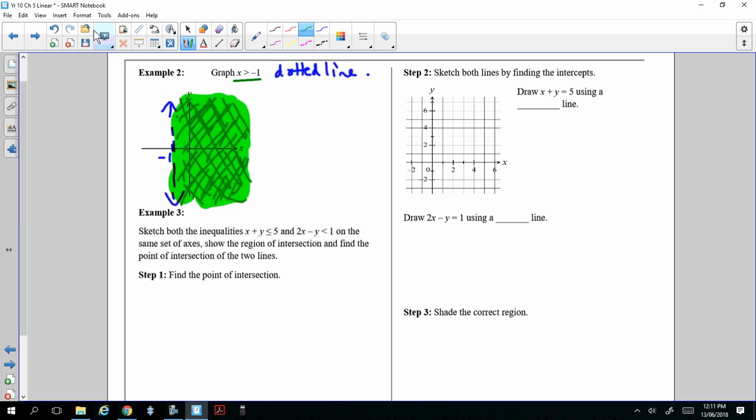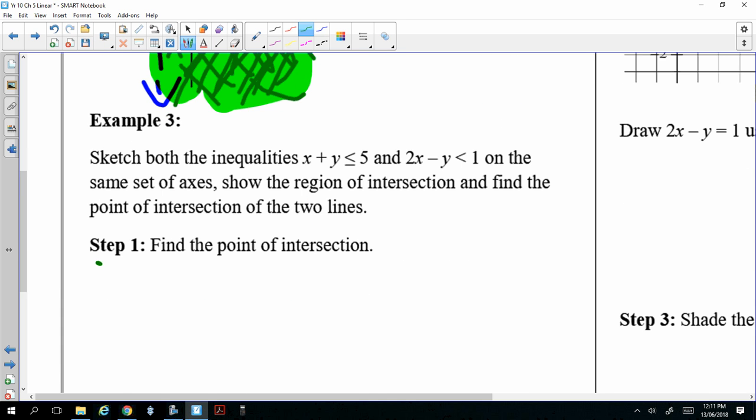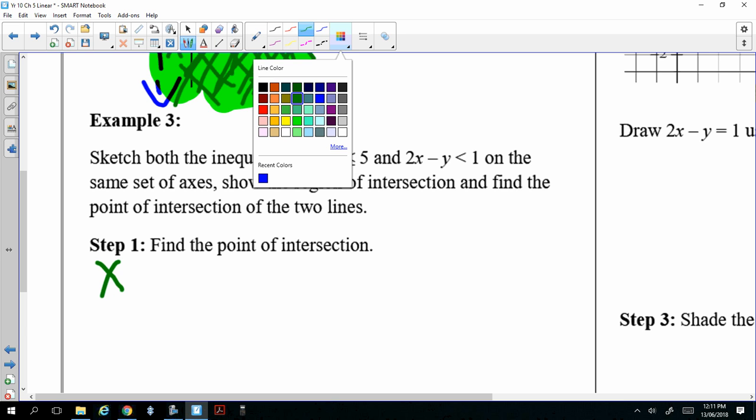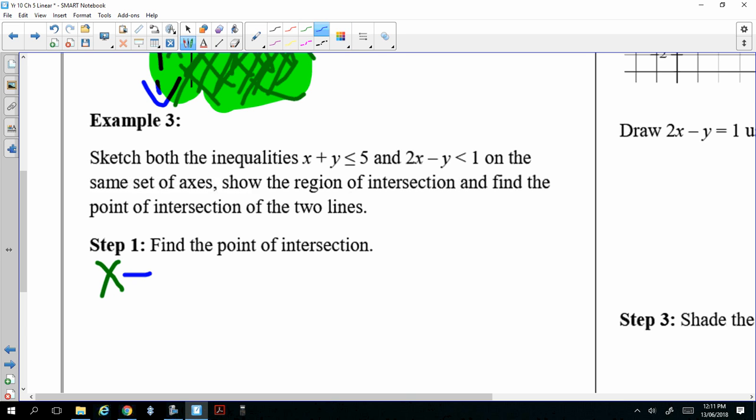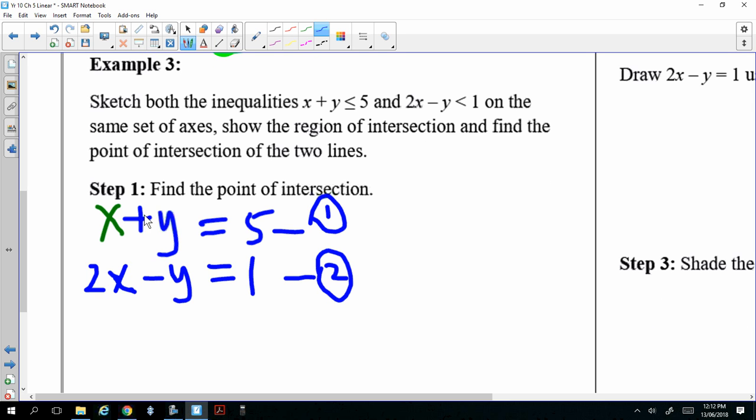To do that, we use the method from the previous exercise, which is simultaneous equations. Now instead of less than, just solve using the equal sign. We have to find the point of intersection. Call that equation 1, equation 2. We're going to use the method of elimination, because that will allow us to eliminate y. If we add the 2 equations, the y terms will be cancelled.